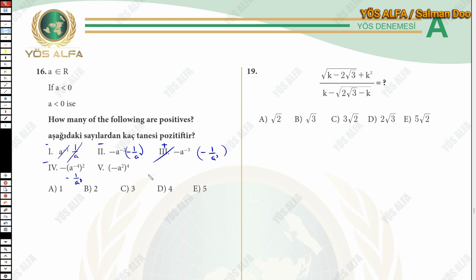This one is a to the 8, negative to the 4 is positive. A to the 8 is also positive, so this one is positive. So two of the given choices are certainly positive. Our answer is B. 17.